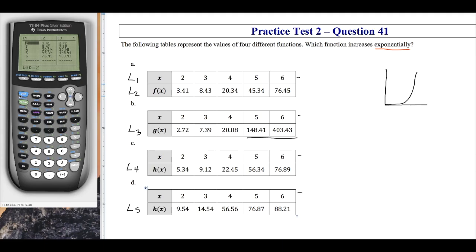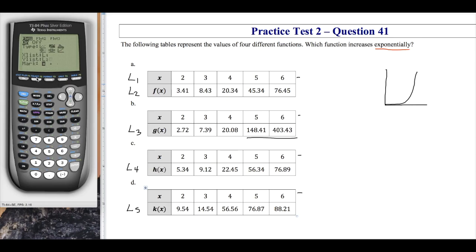Once the data is entered, hit second, stat plot, 1, select on and hit enter. Under graph type, select the second one, hit enter. Your X list should say L1. If it doesn't, go second, L1. And your Y list should read L2, second, L2. And that's because we're going to be looking at our f of x values first.